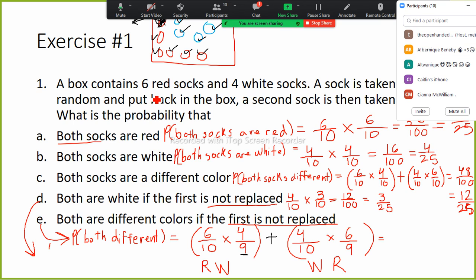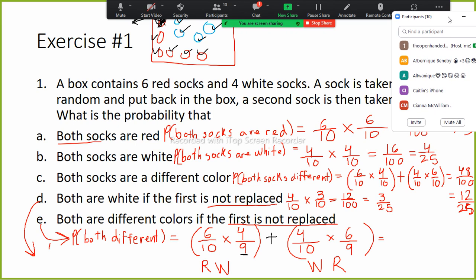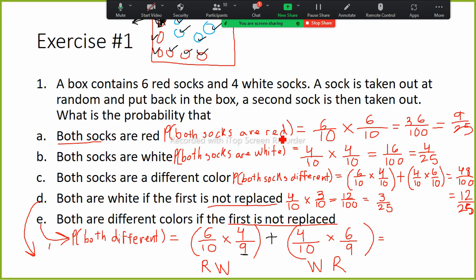Okay. Do you understand when both socks are red? You understand how we got that? Yes, sir. That one is easy, right? Because it's 6/10 times 6/10, because we have 6 socks that are red and 10 in total, and then we can do it again: 6 are red and 10 in total. Do you understand both socks are white? Explain this to me. Why do we have 4/10 times 4/10?